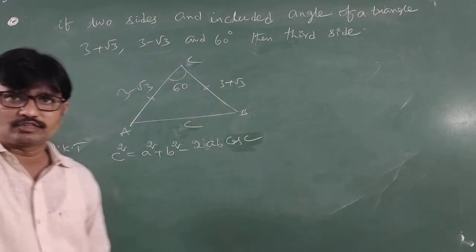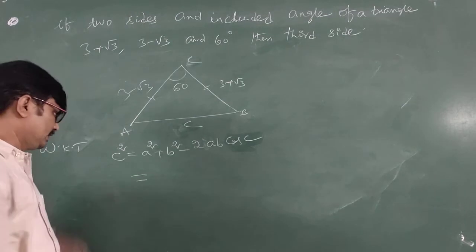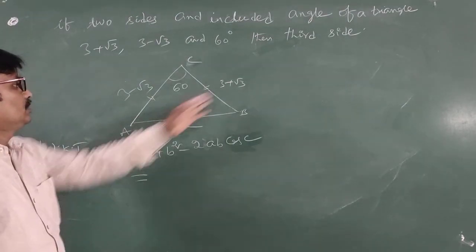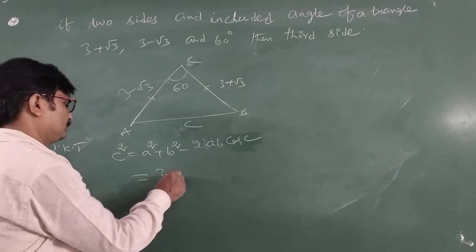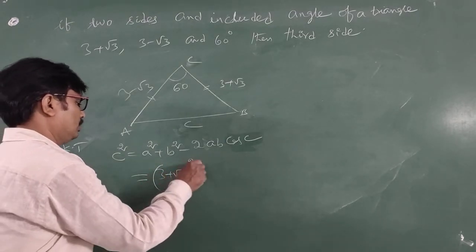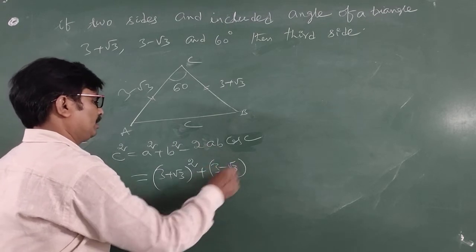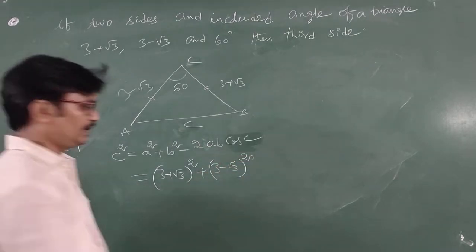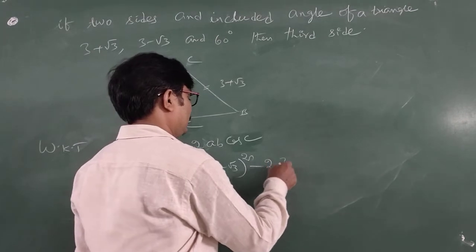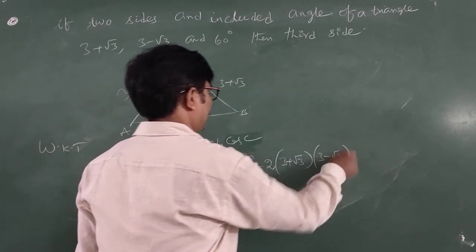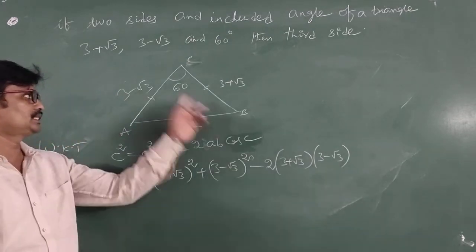Now A square is 3 plus root 3 whole square, B square is 3 minus root 3 whole square, minus 2AB, that is 3 plus root 3 into 3 minus root 3, cos C.